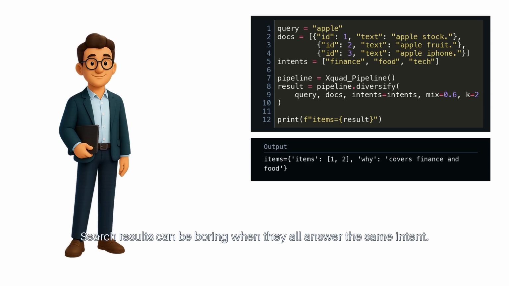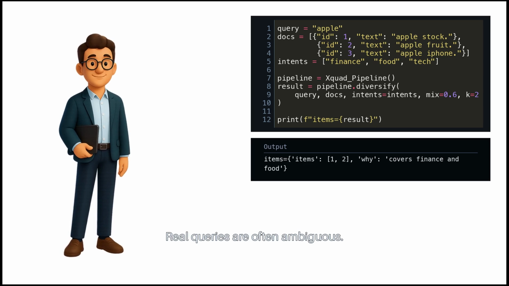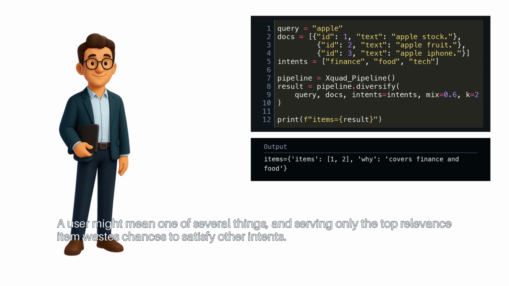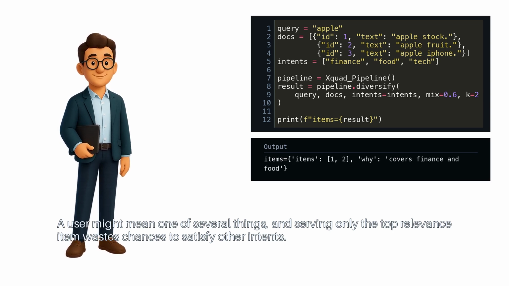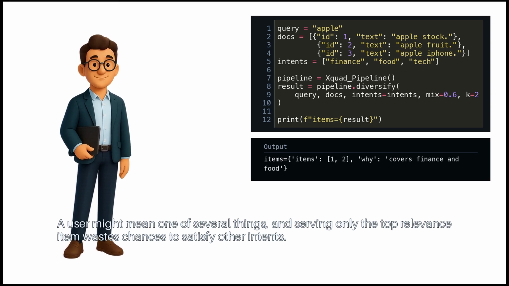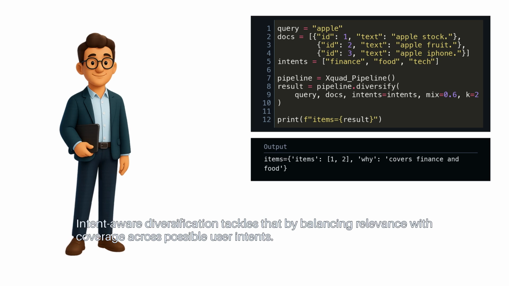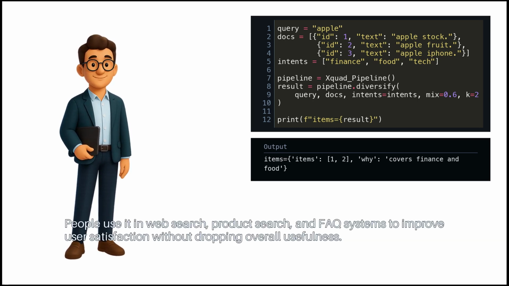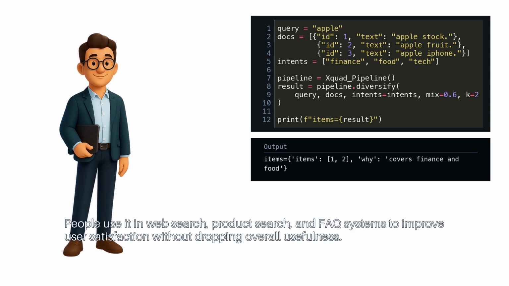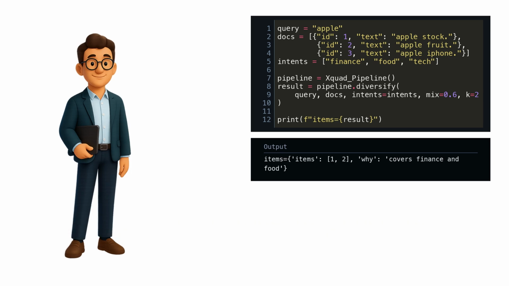Search results can be boring when they all answer the same intent. Real queries are often ambiguous. A user might mean one of several things, and serving only the top relevance item wastes chances to satisfy other intents. Intent-aware diversification tackles that by balancing relevance with coverage across possible user intents. People use it in web search, product search, and FAQ systems to improve user satisfaction without dropping overall usefulness.